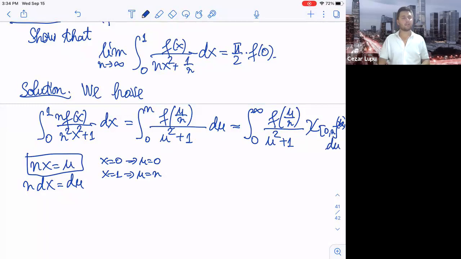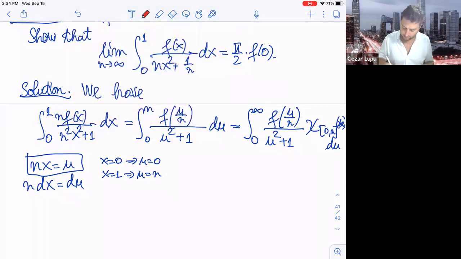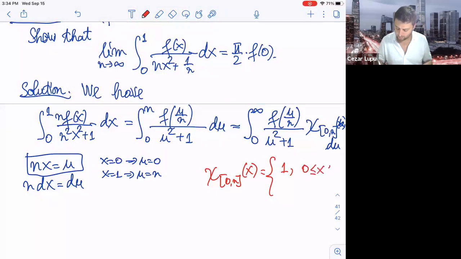So this guy is the characteristic function. So let me write it here, chi of 0 n of x. This is nothing else, right? It is the characteristic function: it is 1 if x is in 0 n, so if x is between 0 and n, and 0 if x is greater than n. It's not in this interval, right?